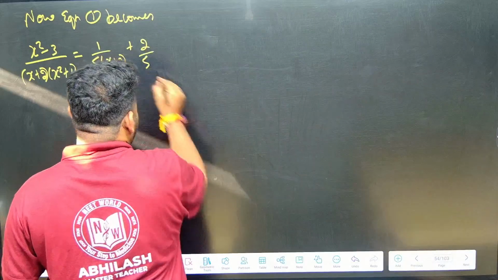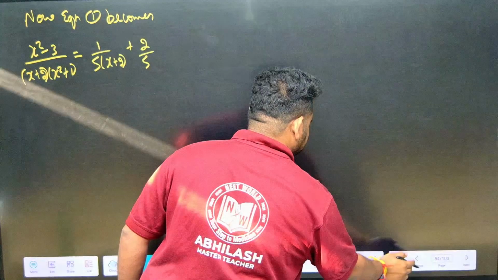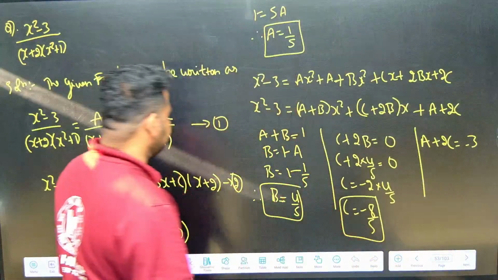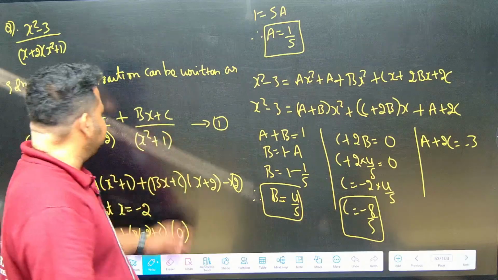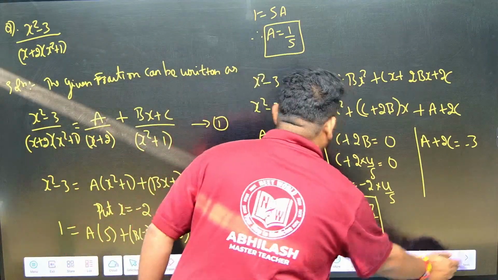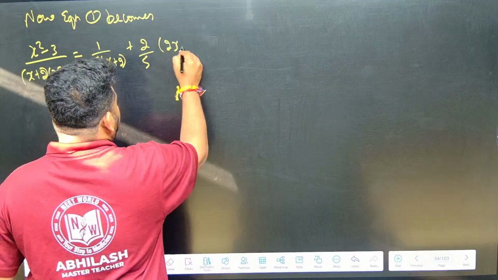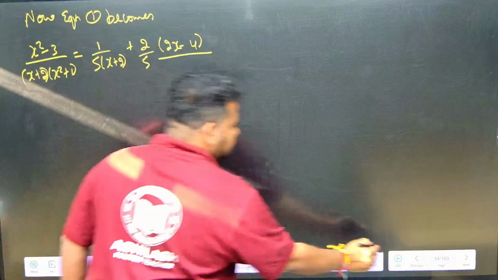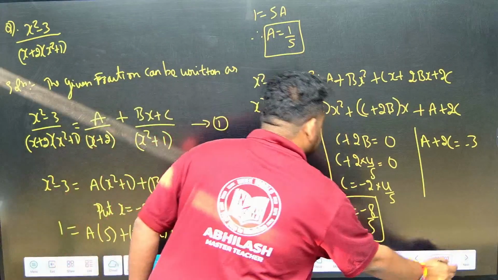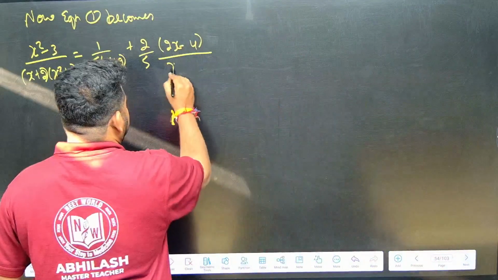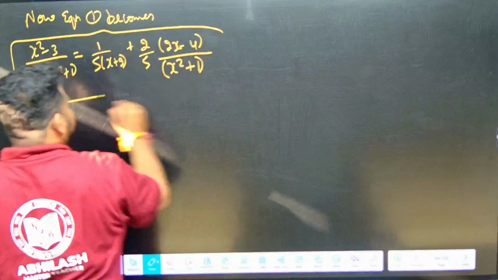Plus 2 by 5, okay, into bx plus c, right? 2 by 5, if I take common, what am I having? 2 minus 2x plus 2x minus 4. I will have 2x minus 4 divided by x square plus 1. So, this is the final answer, friends.